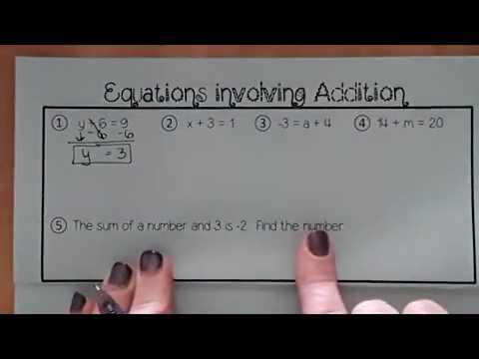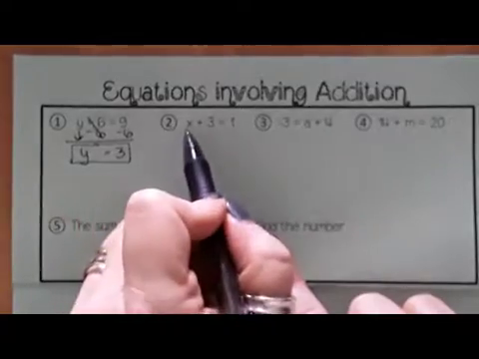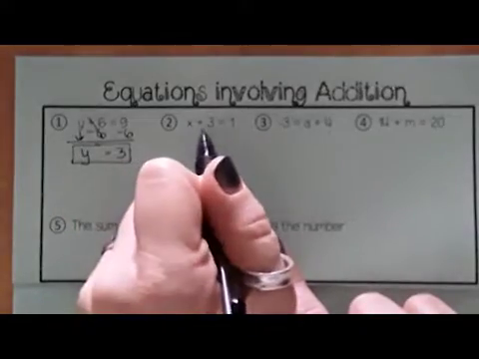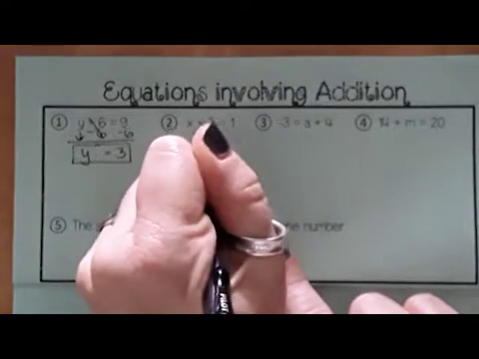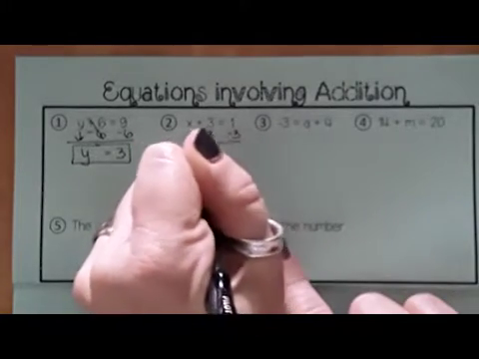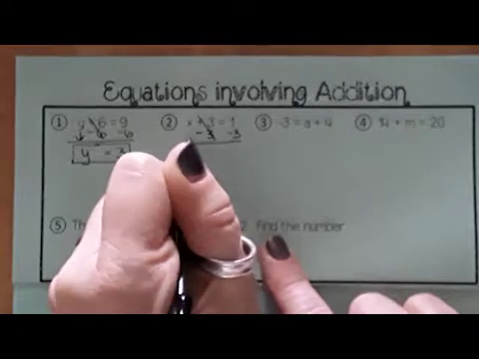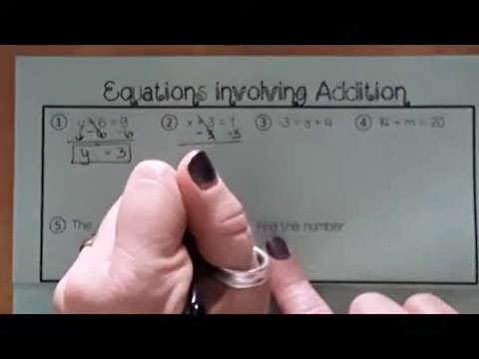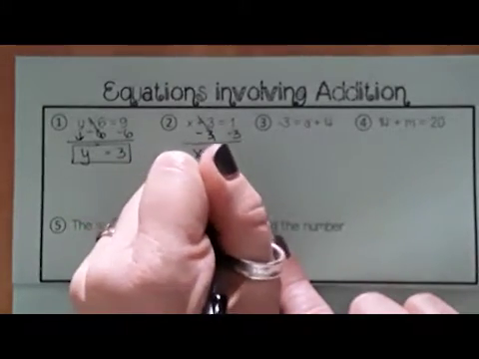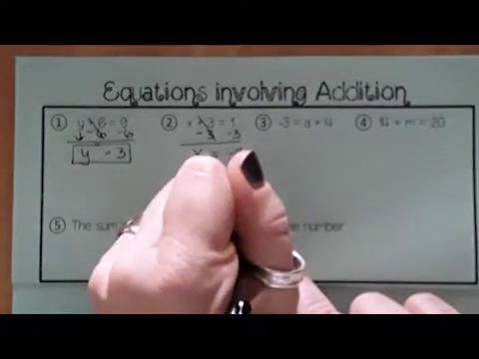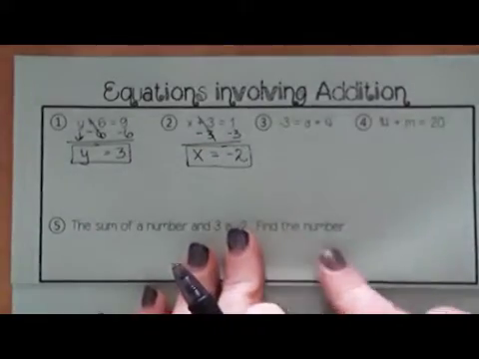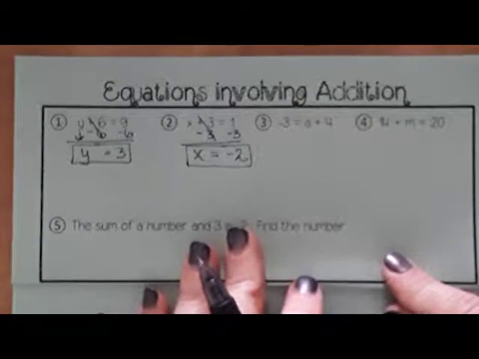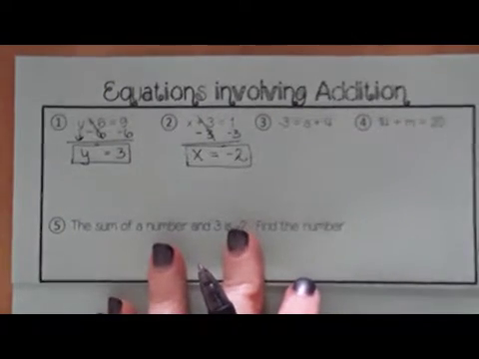All right, let's go to number 2. In order for me to solve for x, I'm going to do the opposite operation. Instead of adding 3, I'm going to subtract 3 from both sides. Cancel my 3's. 3 minus 3 is 0. Bring down that x. 1 minus 3 is a negative 2. Again, please circle, square, or highlight your answer. That helps out a lot for Mrs. Mutter.